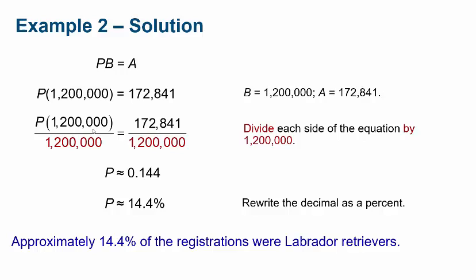To get rid of this 1.2 million, just divide both sides by 1.2 million. If you plug this into your calculator, you get 0.144. Changing this to a percent, I move the decimal two places to the right. So approximately 14.4% of the registrations were for Labrador Retrievers.